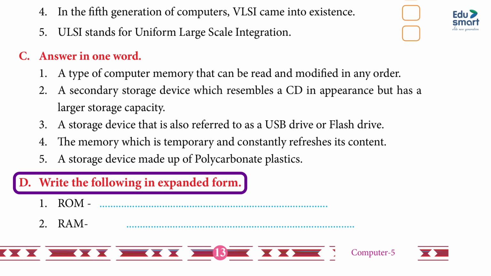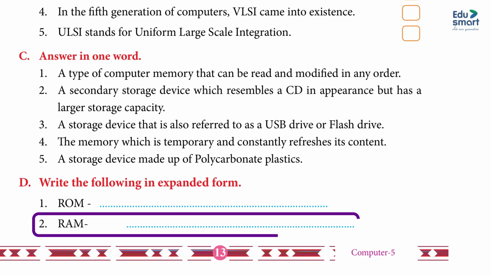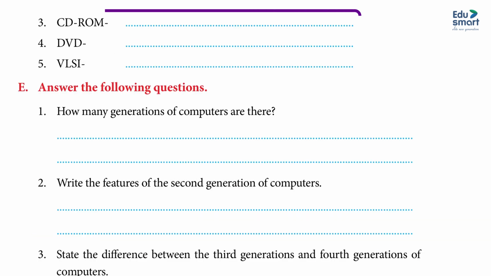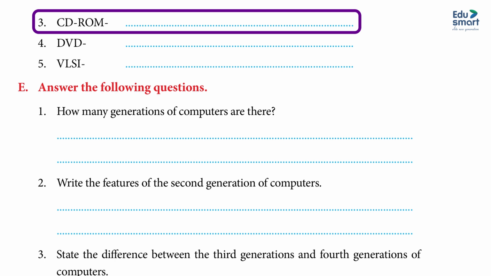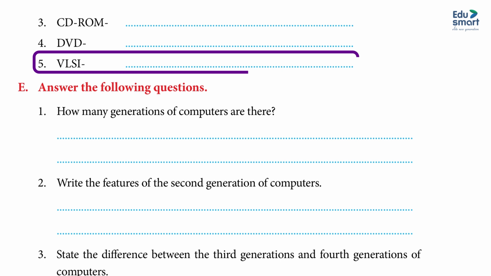D. Write the following in expanded form. 1. ROM. Answer: read-only memory. 2. RAM. Answer: random access memory. 3. CD-ROM. Answer: compact disk, read-only memory. 4. DVD. Answer: digital versatile disk. 5. VLSI. Answer: very large scale integration.